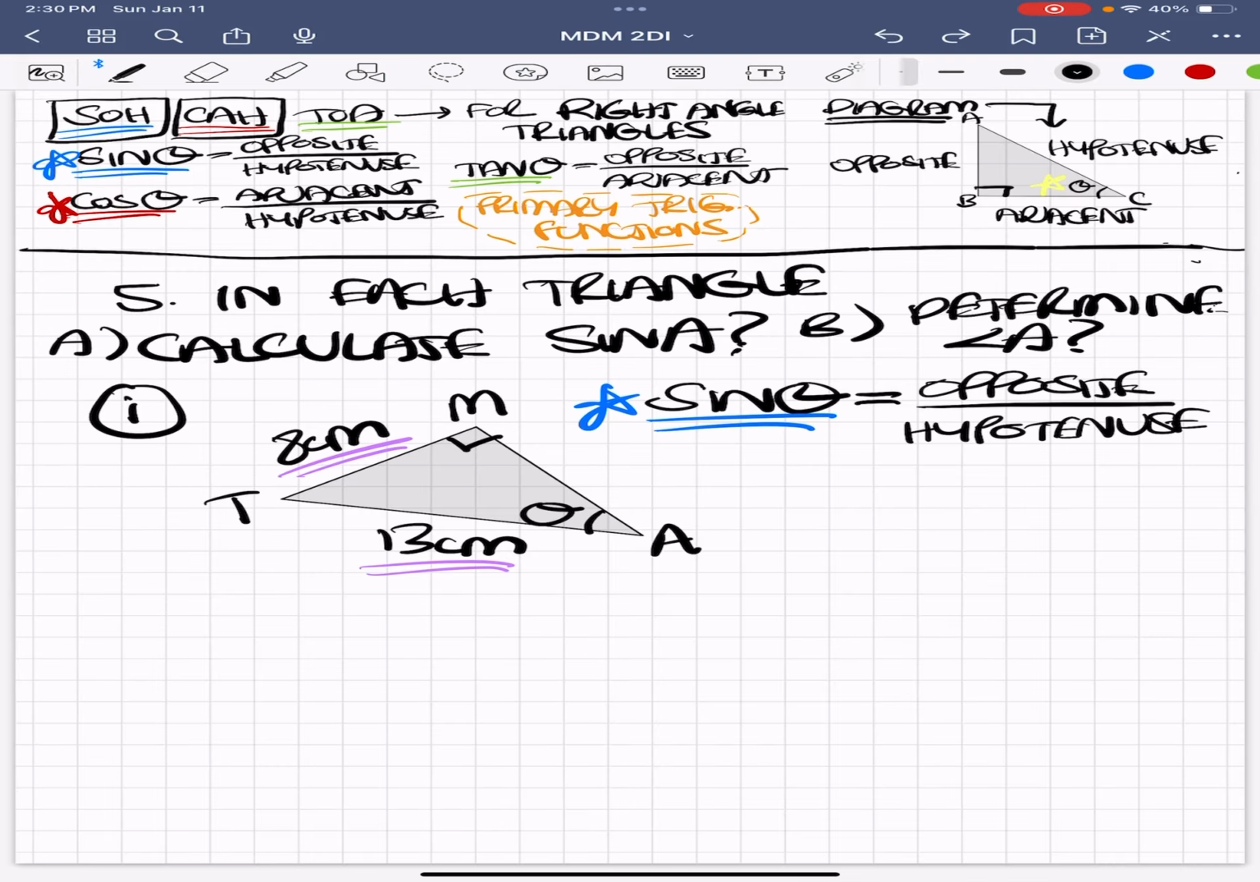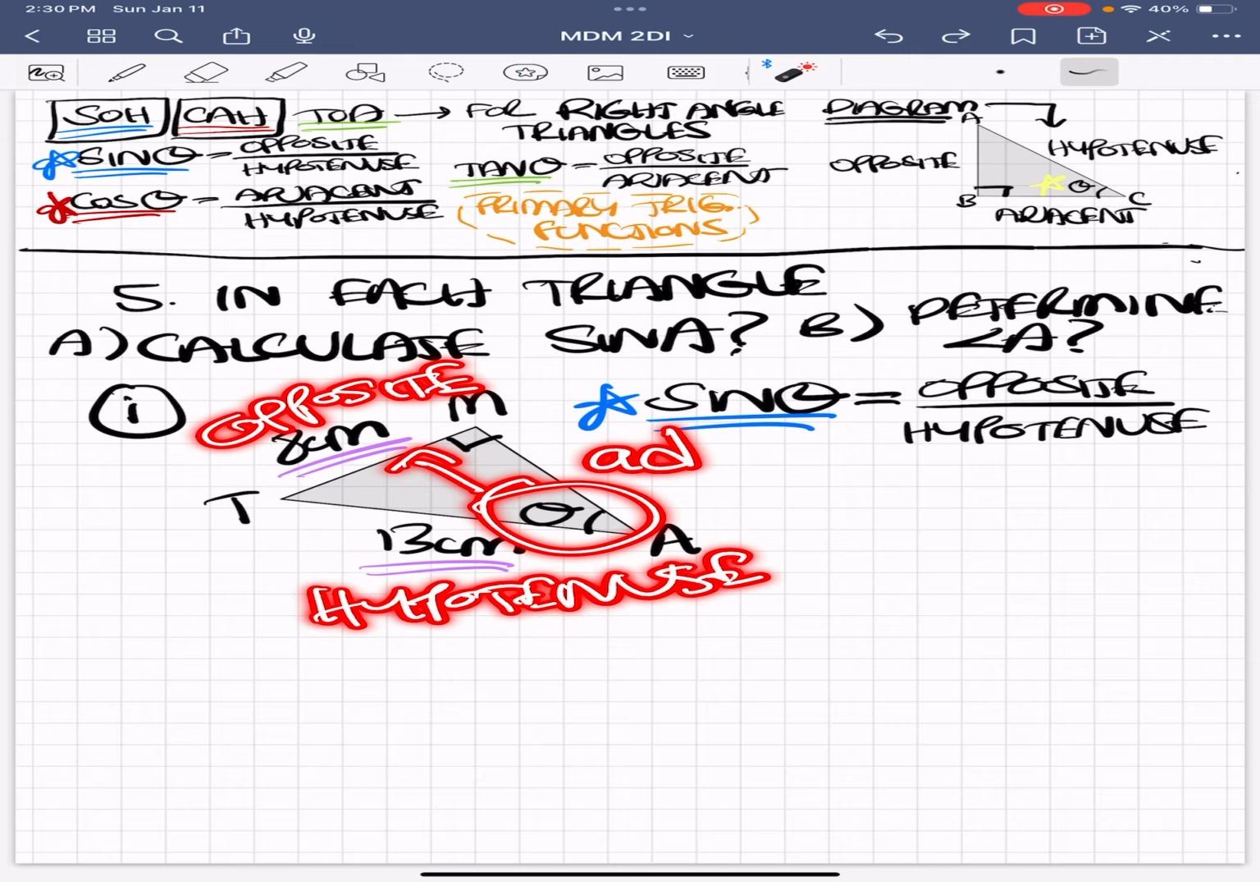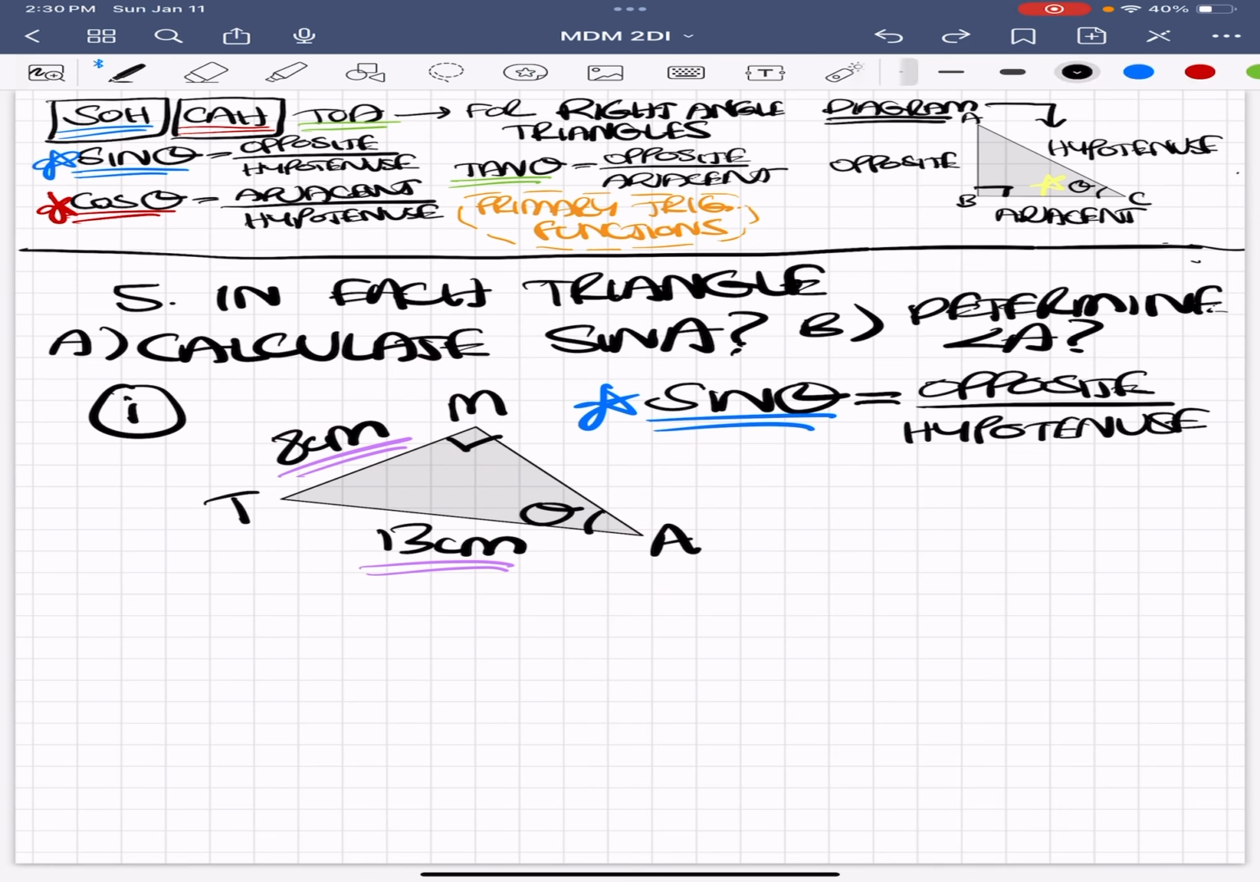Alright, so we have this angle right here, that's theta, so this would be opposite, and this would be hypotenuse as well, and then this would be adjacent as well. So let's mark that: opposite, hypotenuse, and adjacent.